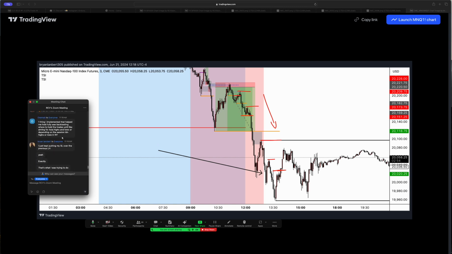One thing I implemented that helped me hold fully was backtesting. Yeah, honestly, I think the biggest thing about holding has to be acknowledging where you are in a, let's say, major intraday slash minor intraday. If you know that and you're scalping your way through it, you can probably achieve a quote unquote high risk to reward.